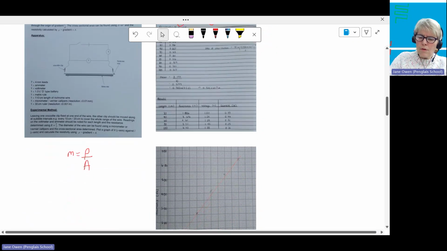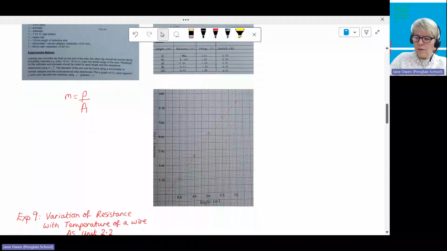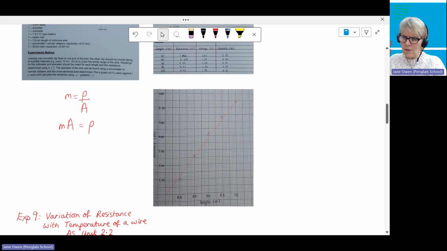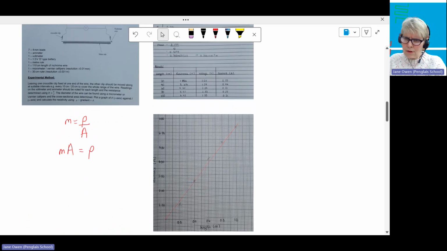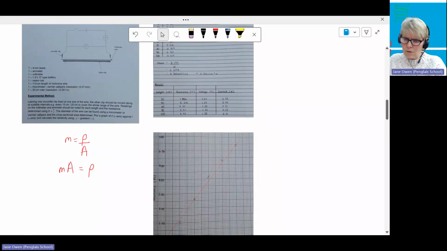So all I've got to do then is plot a graph of resistance against length. Remember, I've got to convert the length into meters, so that if my cross-sectional area is in meters squared, then I can get resistivity in ohm meters. So the gradient m times the cross-sectional area will give us the resistivity. Now let's have a look at this candidate's results.